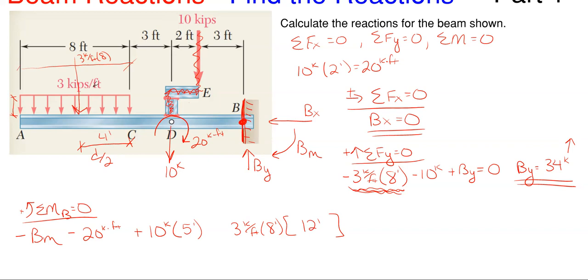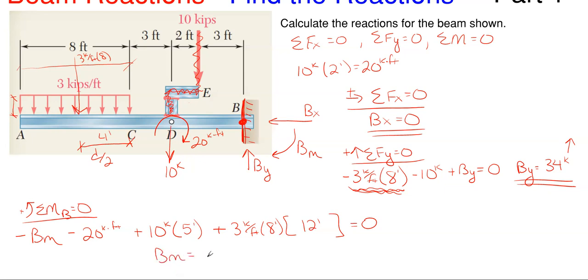And it will be rotating counterclockwise about B, and we're taking counterclockwise as positive, so boom, plus 3 kips times 8 times 12. And then that's all I have for my moment equation, which is equal to 0. So B sub m is the only unknown in this equation, so we can easily solve for it. Just take B sub m to the opposite side.